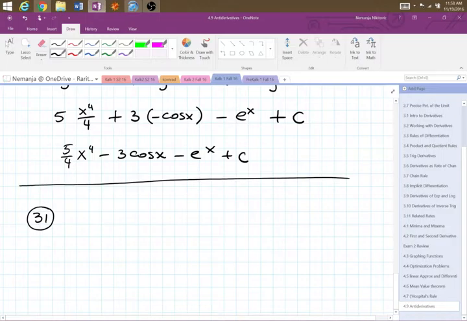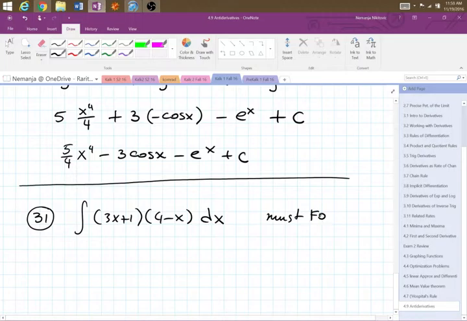Problem 31, it says the integral of 3x plus 1, times 4 minus x, dx. Do we have a rule for multiplication? We don't, right? So what is it that you have to do? You have to FOIL. Must FOIL, and then go on.